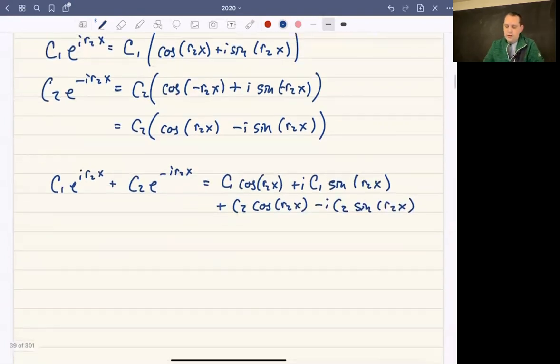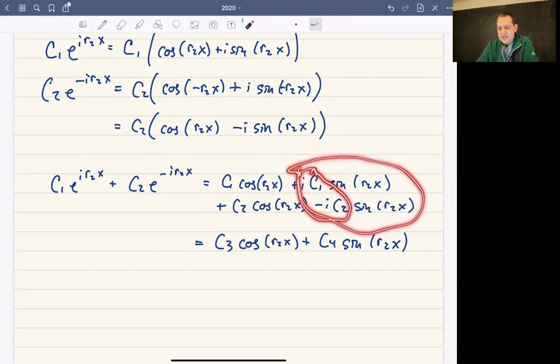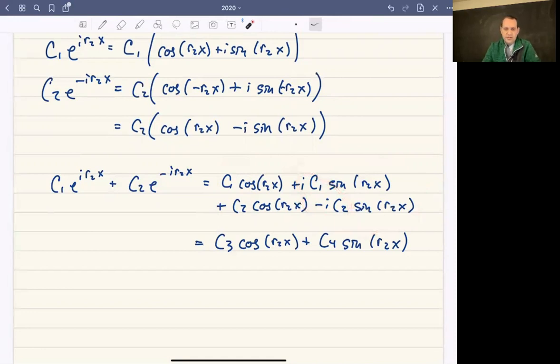And so what you can do if you want is you can just call this C3 cosine of R2x plus C4 sine of R2x. What I've done here is I've grouped the two cosine terms together. So clearly we can add those together, and then C3 is the sum of those two. But remember, these are just generic constants. And then similarly for the last one, you can take the sine terms and add them together, and then C4 is just going to be the sum of these constants. The fact that those are complex numbers doesn't change anything. They're still just generic constants that we can add together. So C4 and C3 in general are really complex constants, but we don't have to think about that.